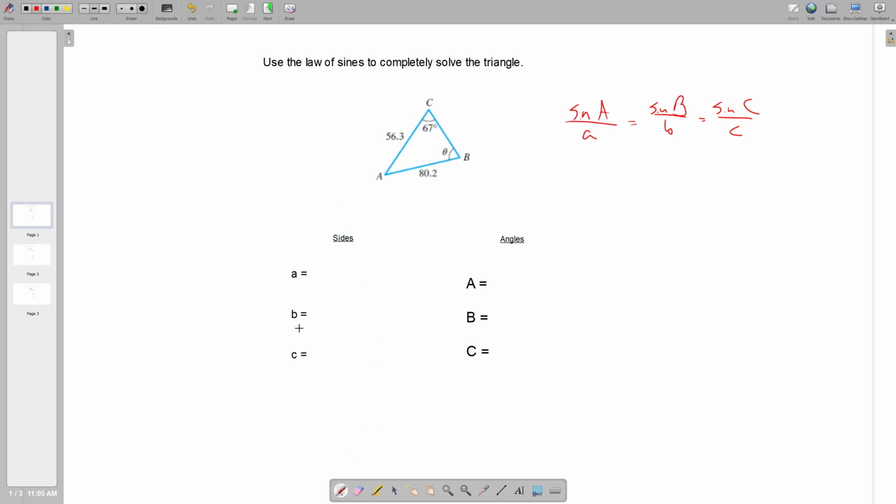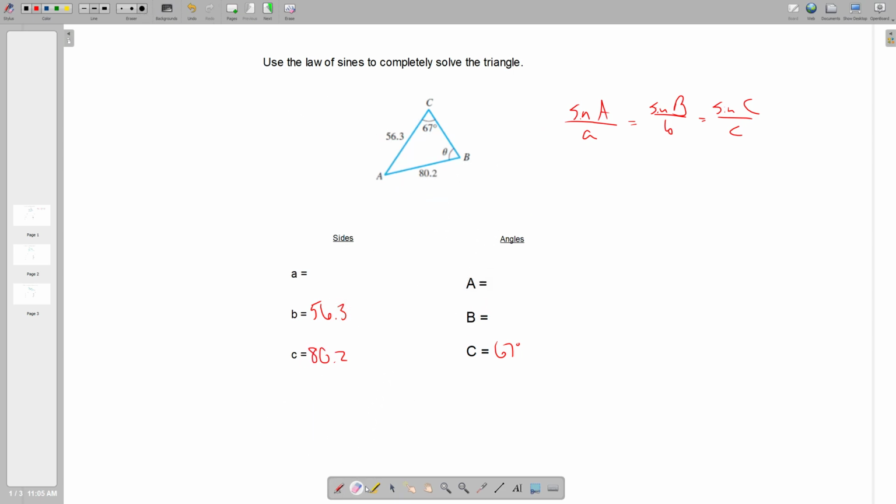In this problem, I'm going to just make sure I label everything. I'm going to find all the sides and all the angles. So the first thing, just a reminder, if this is angle A, then little a is across from that. If this is big B, then this is little b. So little b is 56.3. If this is big C, then this is little c, which is 80.2. And I also know that big angle C is 67 degrees. Okay, so what I need to solve for are little a and then the other two angles.